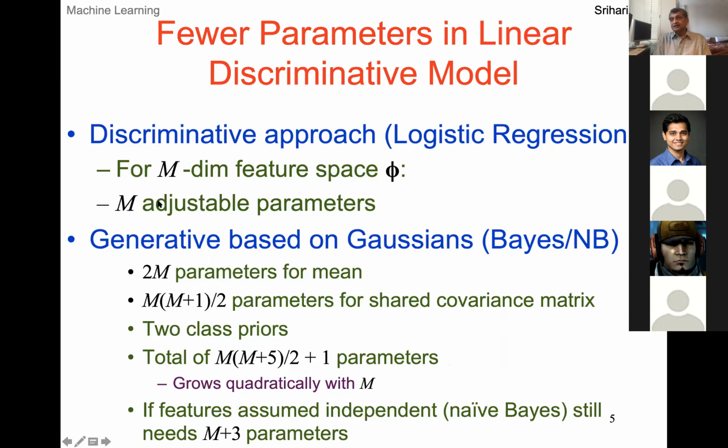In machine learning, we worry about how much data we have and how many parameters we need to estimate. If you have lots of parameters to estimate, you need even more data points. So they're saying the discriminative method is not bad. It just uses as many parameters as the number of features in the input, whereas the generative model needs parameters of the order of the square of the number of features. So it's more complicated.